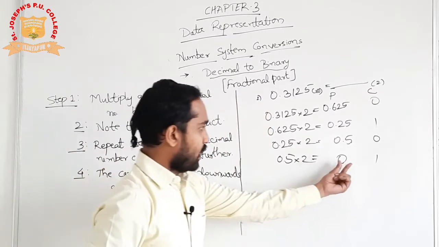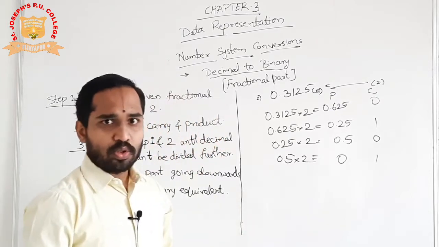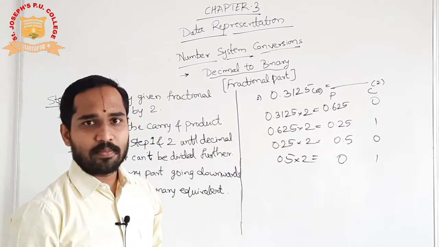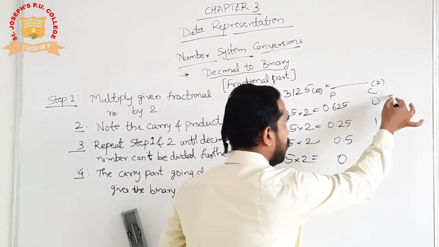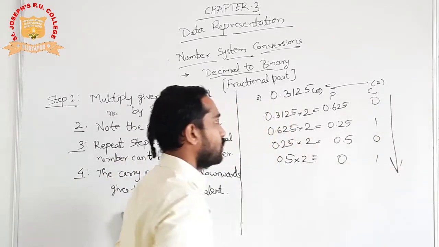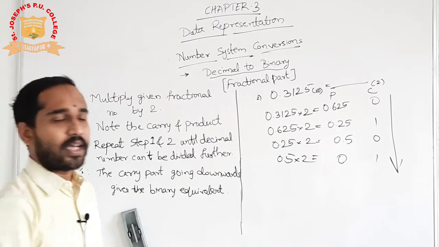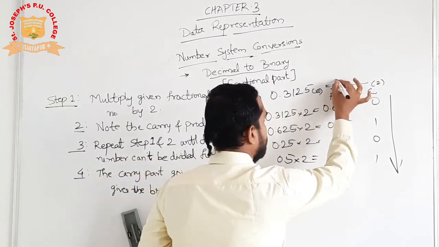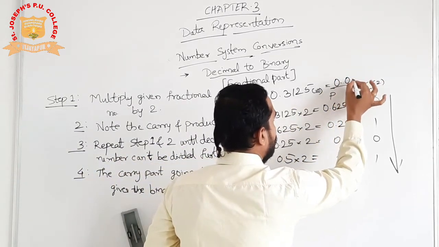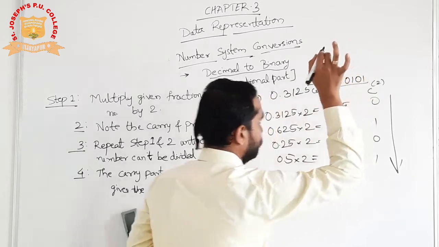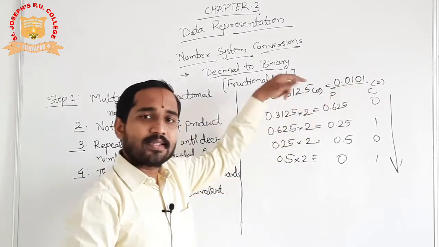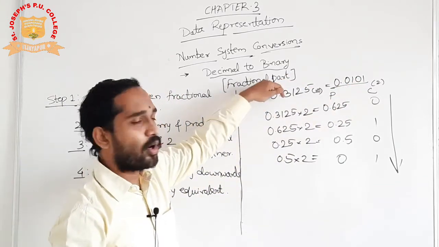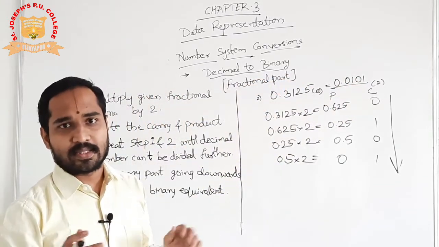Okay. Can you again multiply it by 2? No, no use. 0 into anything will be 0 itself. So you have to stop here. And going downwards will give you the binary equivalent. So the answer will be 0.0101. So this 0.0101 is the binary equivalent of 0.3125, which is the decimal number.